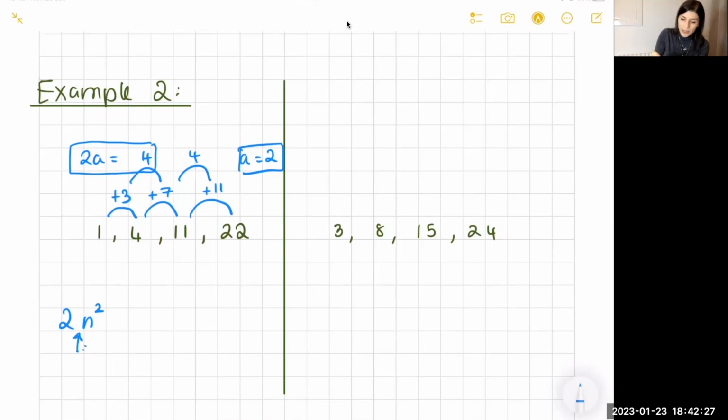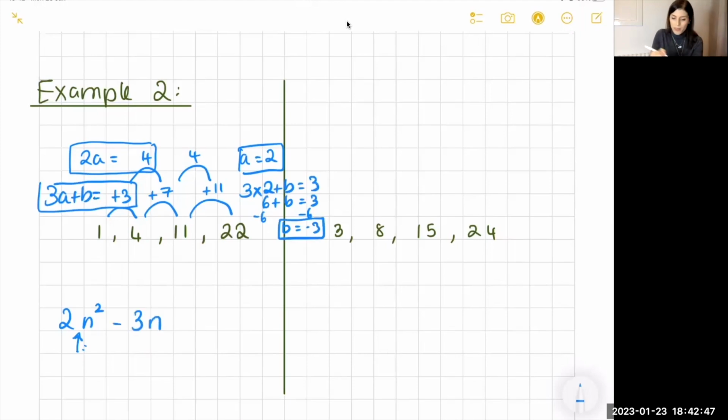Okay, so we've done our 2a. Then the next equation is 3a plus b equals 3. So I'm going to do 3 times 2 plus b equals 3. So 6 plus b equals 3. Take away 6 from both sides to get b is equal to minus 3. So I write minus 3n.